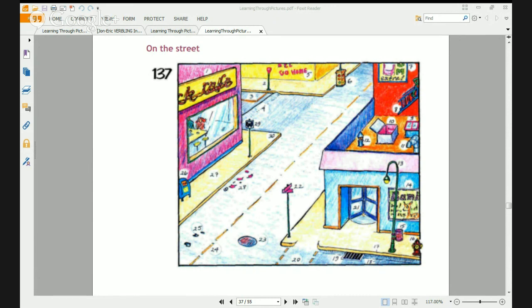Okay, I want you to tell me where the, what do we call that in English? I'm forgetting the name. Where the trash can is. Tell me where the trash can is in relation to the hydrant. The trash can is number 15. Do you see where it is? So look at the hydrant and tell me where the trash can is in relation to the hydrant.